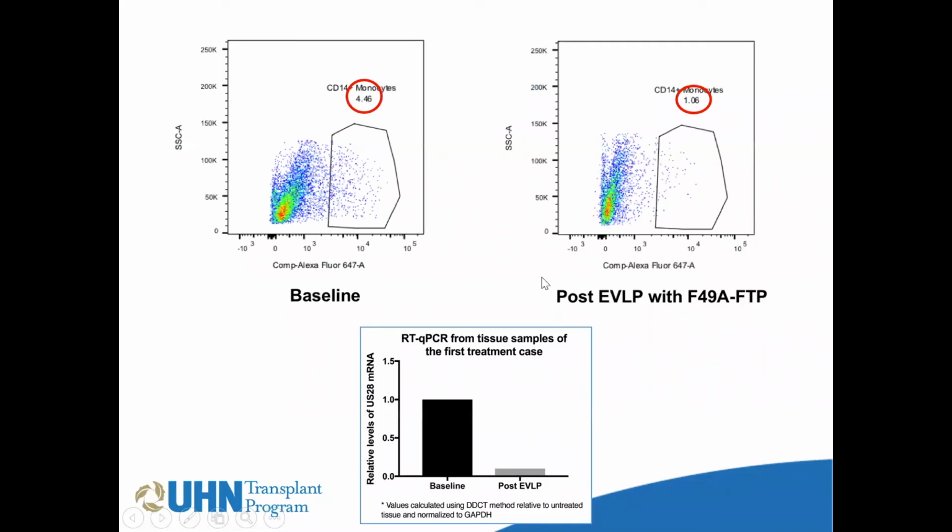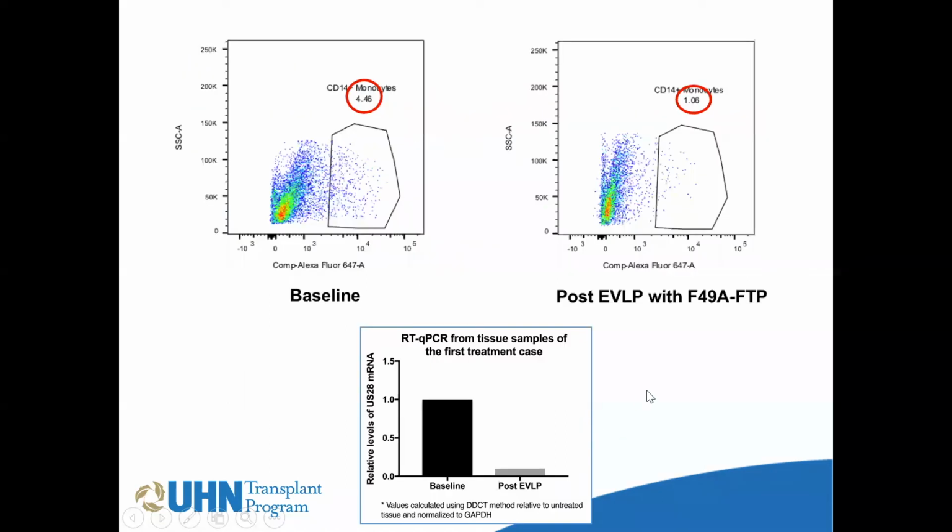And this just shows the flow data. You can see this is the baseline flow here, and here we're looking at CD14 percentages. CD14 is the monocyte marker, and you can see it's 4.46% here. And then after EVLP and treatment with the toxin protein, it goes down to 1% in this flow diagram. And then this is the PCR in the tissue sample for US28 mRNA, the viral protein that's targeted. You can see this is a relative level of US28. It goes down nicely from baseline to post EVLP, whereas I haven't shown the control, but in the control there was no change.